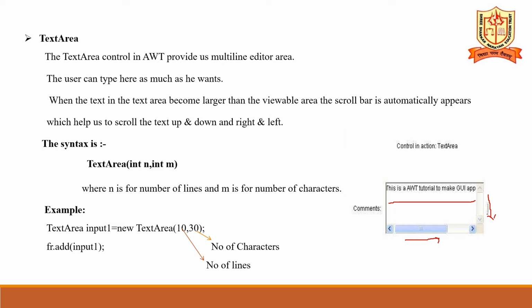The syntax is TextArea(int n, int m), where n is the number of lines and m is the number of characters. See how to create the object of the text area. Here input1 is the object name, new TextArea, and you have to provide the number of lines and number of characters you are supposed to add in this text area. Once you create the object of the text area, you have to add it into the frame. I think it is clear.